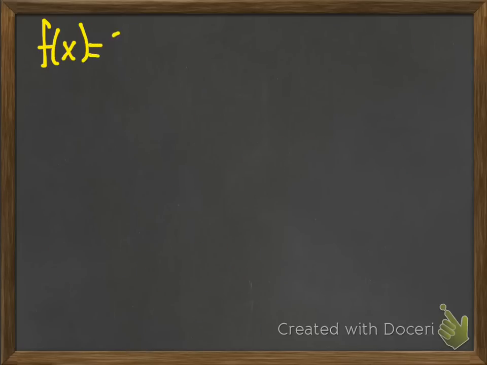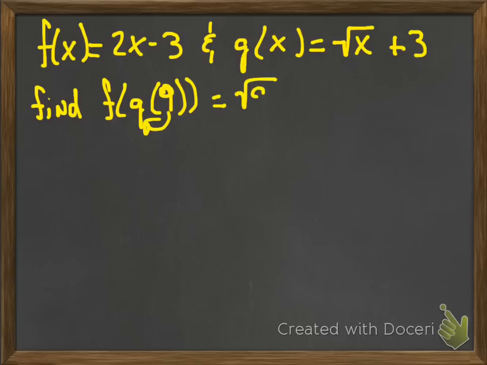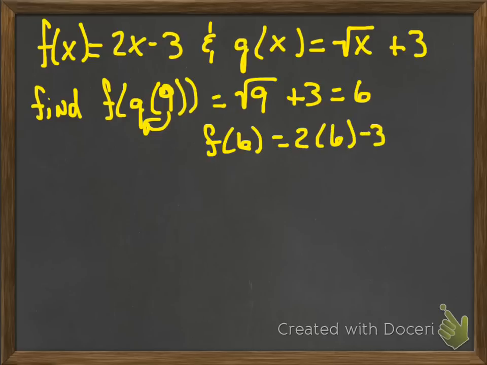Okay, so another example. Here I have f of x is equal to 2x minus 3 and g of x equal to the square root of x plus 3. And then I'm going to say find f of g of 9. Well, the square root of 9 is 3 and 3 plus 3 is 6. Then I'm going to put the 6 in place of the x on the f function, which would be 2 times 6, which is 12, minus 3 is 9.